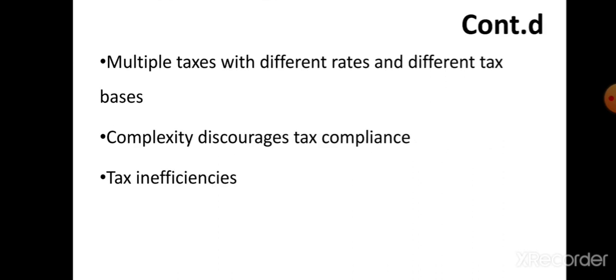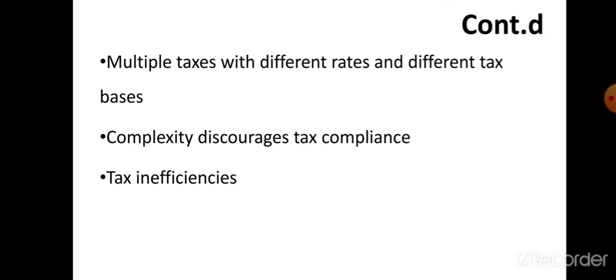Another flaw is the multiple taxes with different rates and different tax bases. Various taxes were levied on goods and services in the pre-GST regime, such as excise duty, VAT, entry tax, luxury tax, entertainment tax, service tax, and octroi. These taxes were levied in addition to various cesses. It made the tax structure very cumbersome, and there were different rates, with no single rate of taxation.